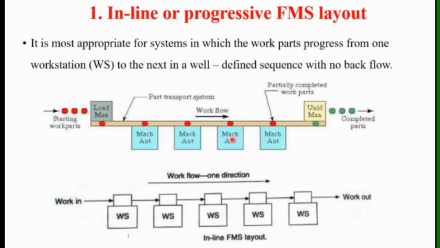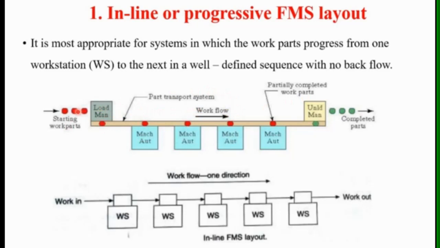So the first layout is the inline or progressive flexible manufacturing system layout. This type of layout is most appropriate for systems in which the work parts progress from one workstation to the next in a well defined sequence and with no backflow. So in this type of flexible manufacturing system layout, the workflow is well defined and no backflow of the work is there.